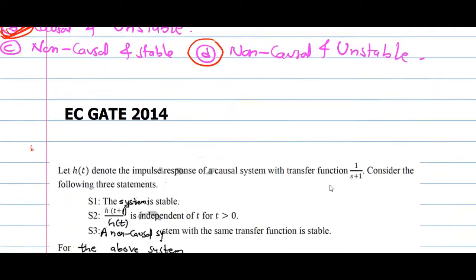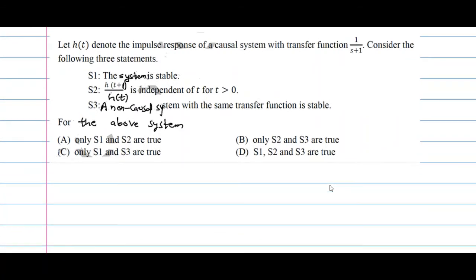Now let's try to get exam questions. So the question is, let h of t be the impulse response of a causal system. In the given question they have mentioned that the system is a causal system, so definitely in the answer u of t will come with transfer function 1 upon s plus 1. So the transfer function given is 1 upon s plus 1. So the pole is at -1.